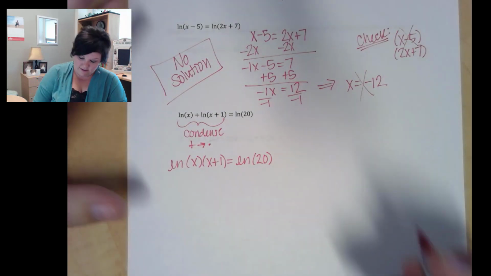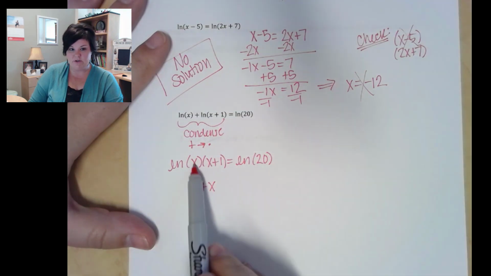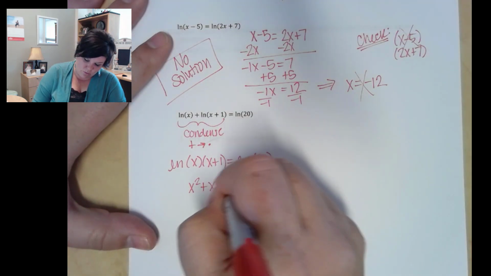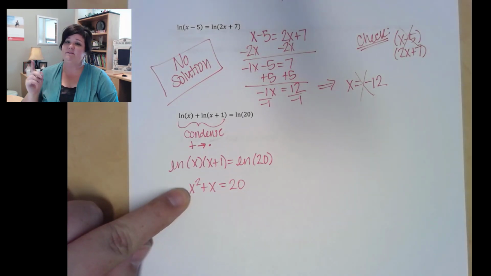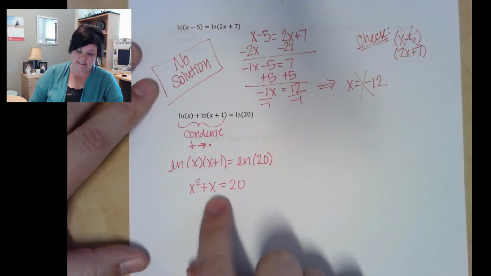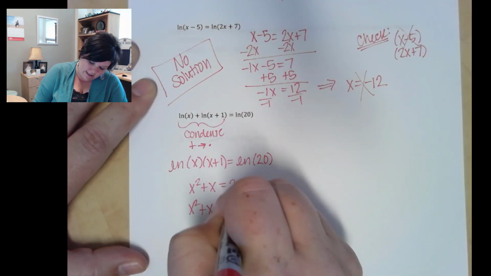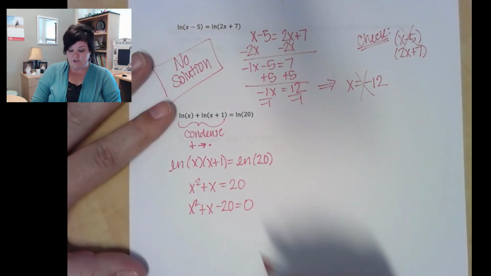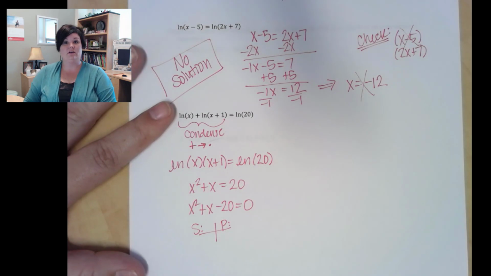And then now that I have one ln term equal to one ln term, I can cancel the ln's. So I end up with x squared plus x, I just went ahead and distributed, okay, is equal to 20. And because I'm left with an x squared, I know I'm going to have to factor or use quadratic formula. So I'm going to go ahead and move that 20 to the other side. So x squared plus x minus 20 equals 0. And I'm going to try to go ahead and do some product. If that doesn't work, then I'll look at quadratic formula.